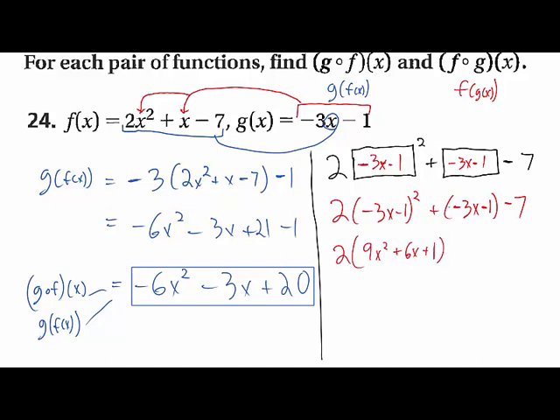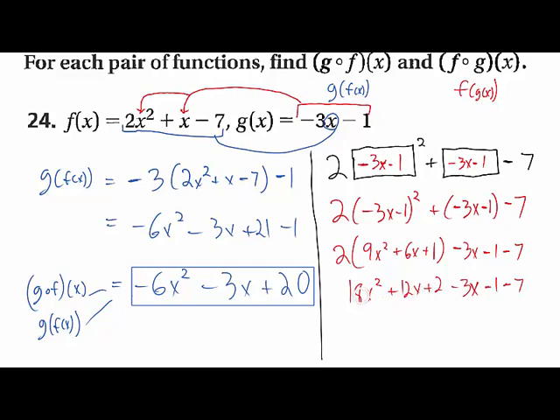And then you don't need the parentheses. Really, at this point, you don't need the parentheses for the second part. Minus 3x, minus 1, minus 7. The reason I kept these parentheses here is because now I got to distribute the 2. And you get 18x squared plus 12x plus 2 when you distribute that. And now we got to combine like terms.